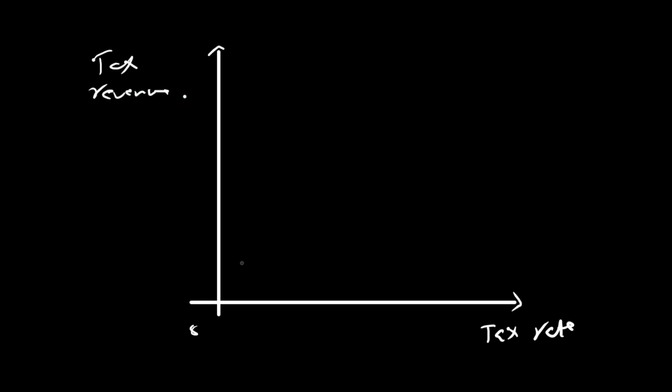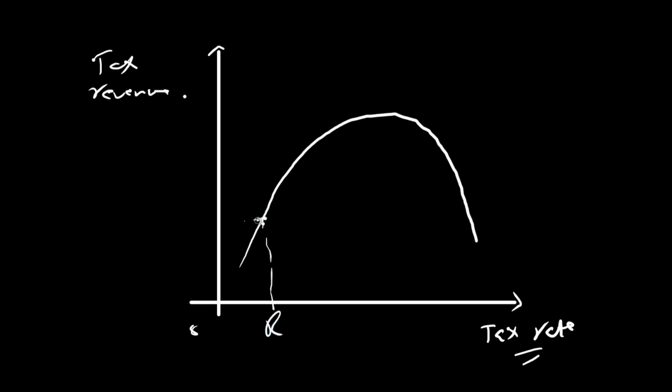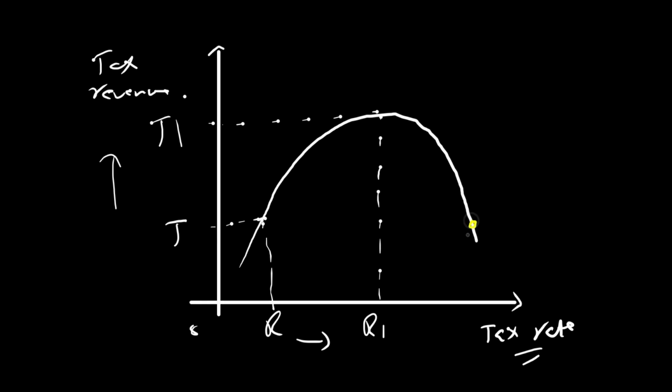And Laffer suggested that when government increases the tax rate, it initially increases tax revenue of the government, but eventually it falls, right? Because when tax rate is, let's say, R, tax revenue is, let's say, T. If tax rate increases to R1, tax revenue will increase to T1. So increase in tax rate has led to increase in tax revenue. Okay, but when tax rate reaches this point, for example R3, then tax revenue of the government will decrease to T2.